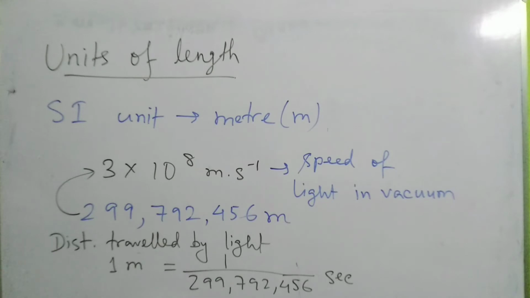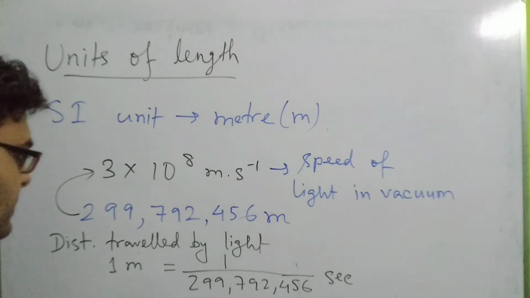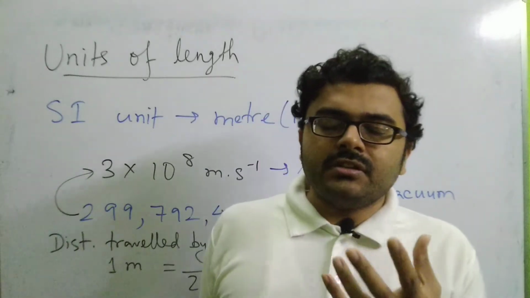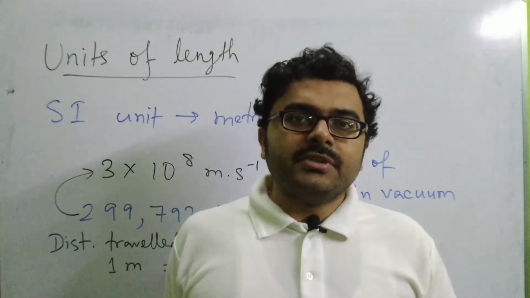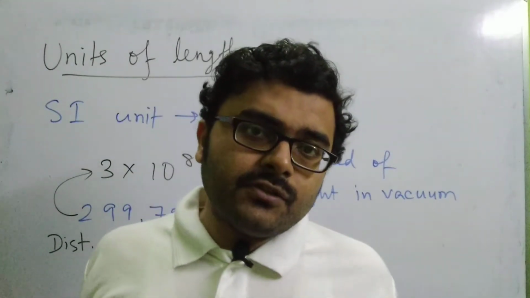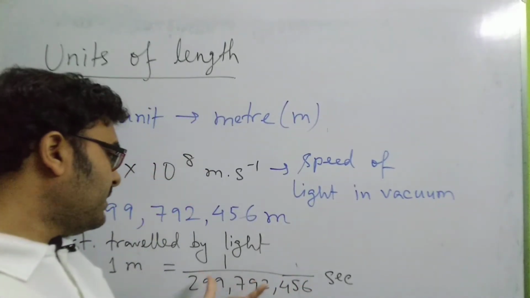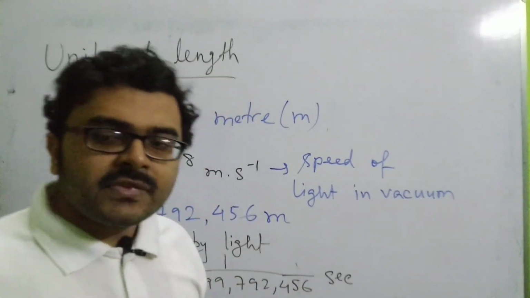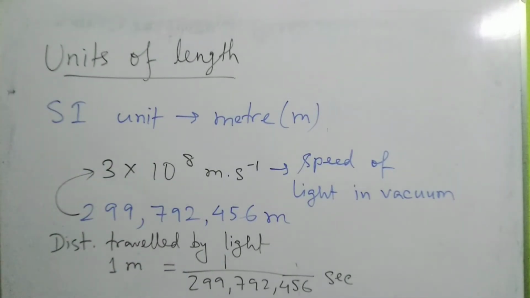So actually the meter was later on defined in these terms, that it is the length or distance traveled by light in 1 by 299,792,456 of a second in vacuum. Okay, so this was the definition of the SI unit of length, meter. So 1 meter was the length that light travels in vacuum in this much of second, 1 by 299,792,456 second. Okay, fine. Now I hope you have understood the definition of meter.